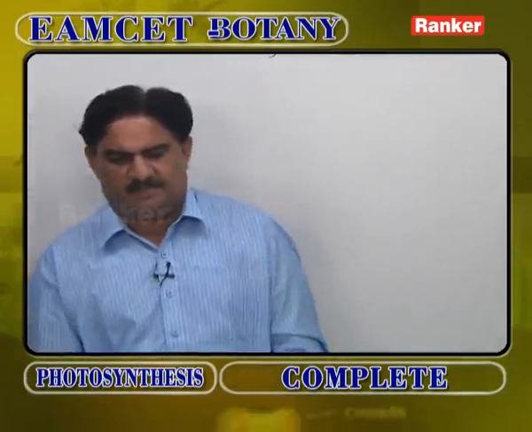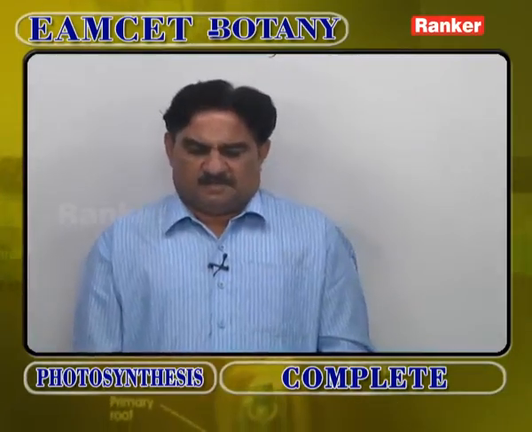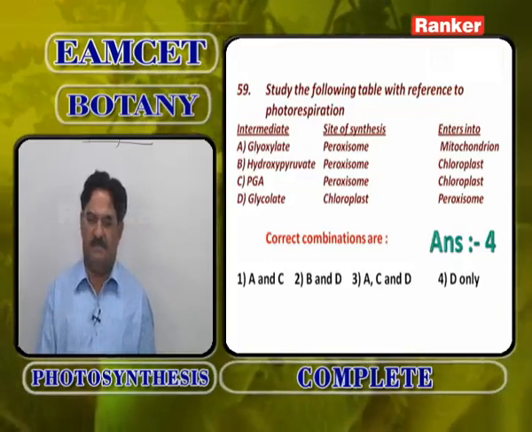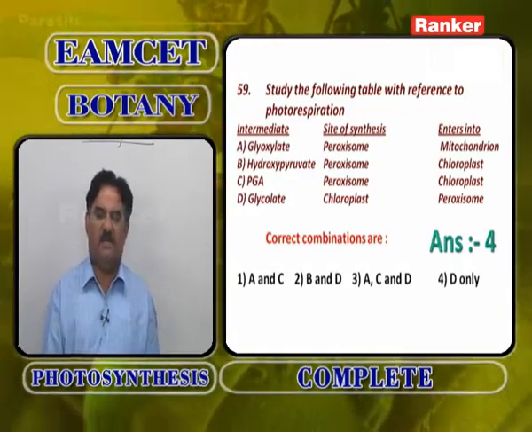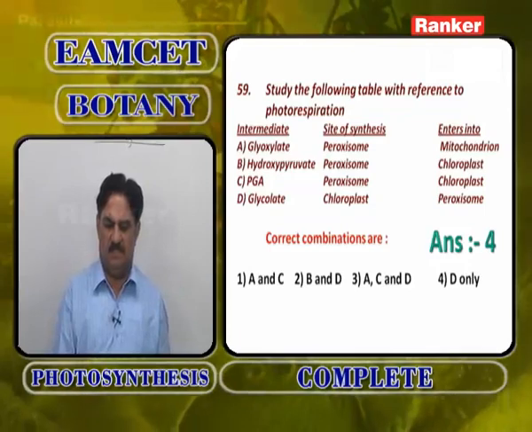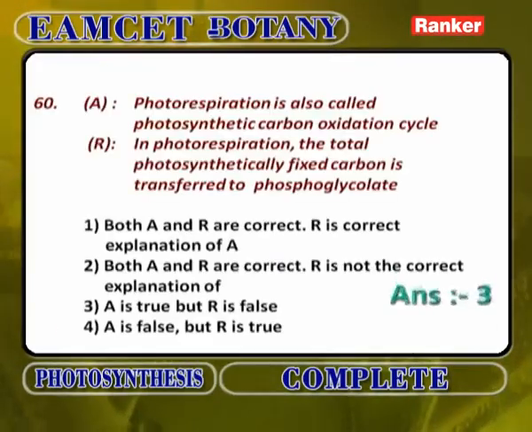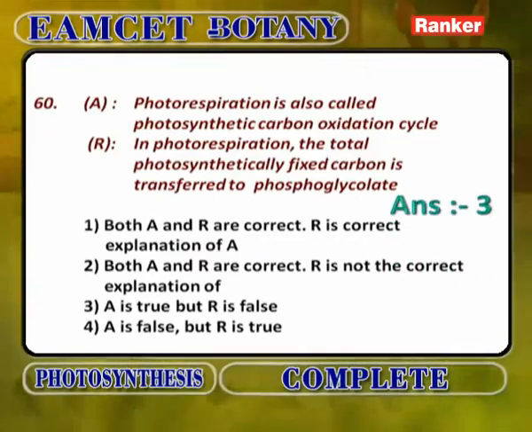So in these combinations, the only correct combination is glycolate. Site of synthesis is chloroplast. After the site of synthesis in chloroplast, it enters into peroxisomes. Fourth option. This is an assertion reasoning.